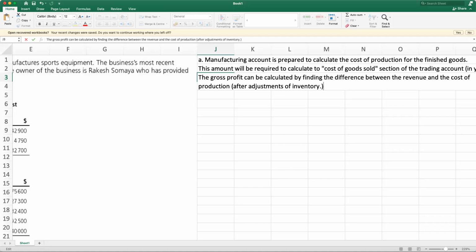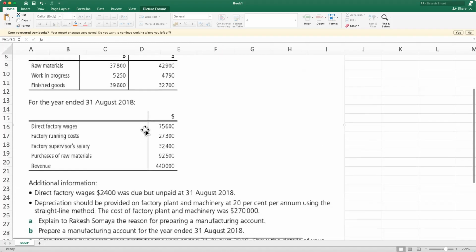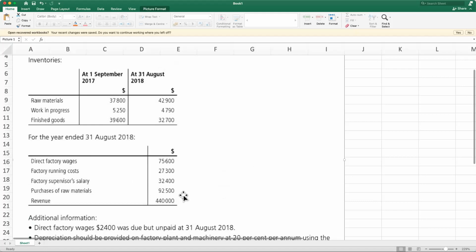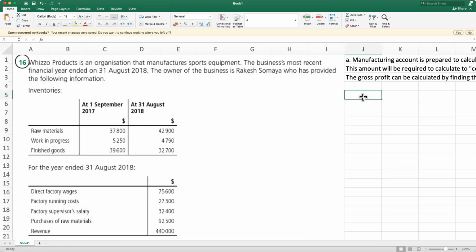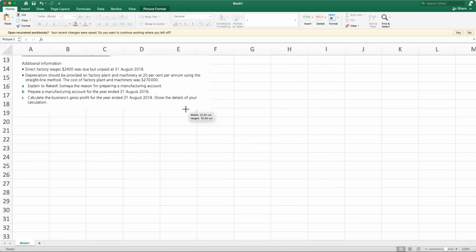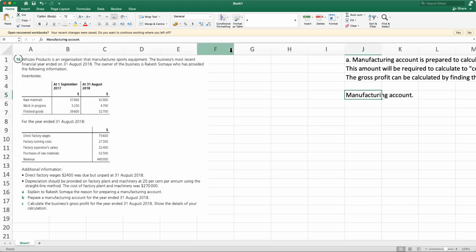Okay, so now we need to change this to our manufacturing account. For B, prepare a manufacturing account for the year ended 31st August 2018. So we need to prepare our manufacturing account based on all this information here. Now let's look at your manufacturing accounts. First, we need to see our raw materials consumed. Let me just reduce this in size, which I don't really need that big. I can put my manufacturing account closer.